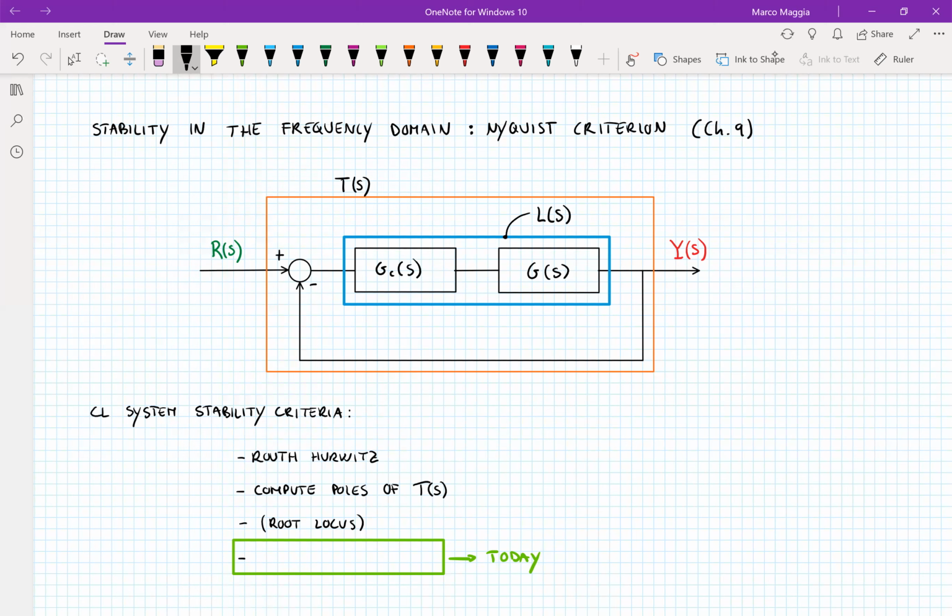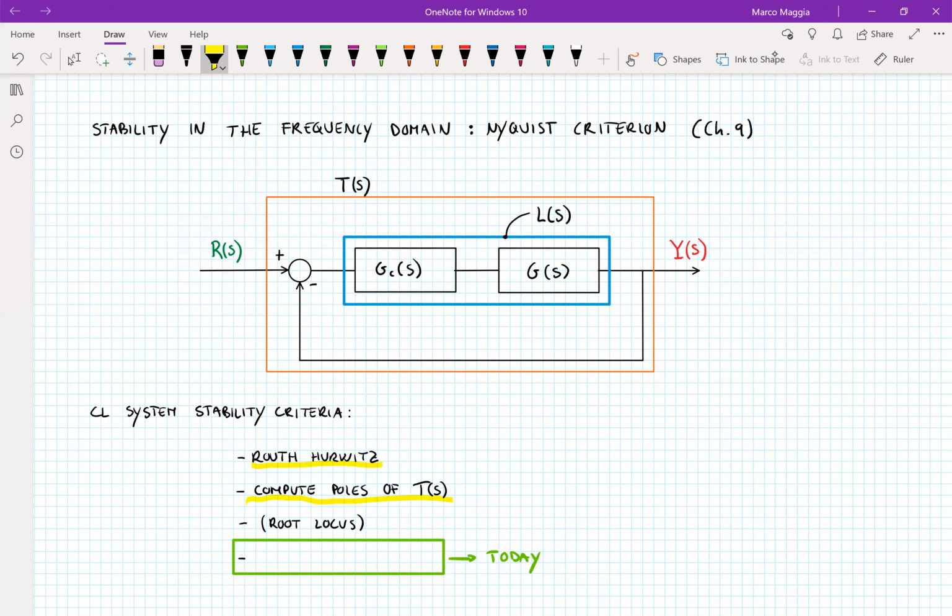So just a quick summary of what we've seen so far in terms of stability criteria. We saw the Routh-Hurwitz criterion. All you need to have is the characteristic polynomial, and then you just play with the coefficients, find the Routh array, and check the sign. So just a few calculations, but quite straightforward. Then we have the brute force method: compute the poles of the closed loop transfer function itself, and just check the real parts. If all the real parts are negative, then you have a stable system. This is also quite easy.